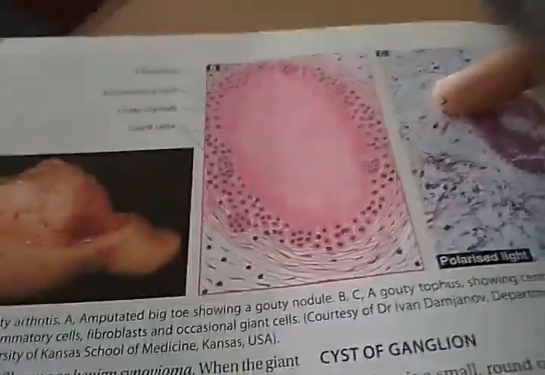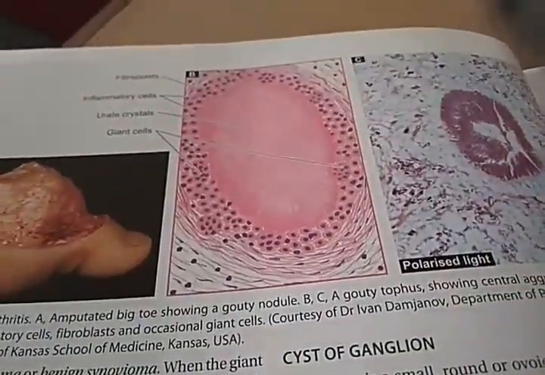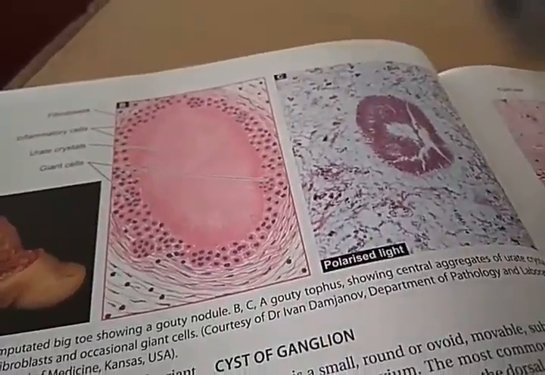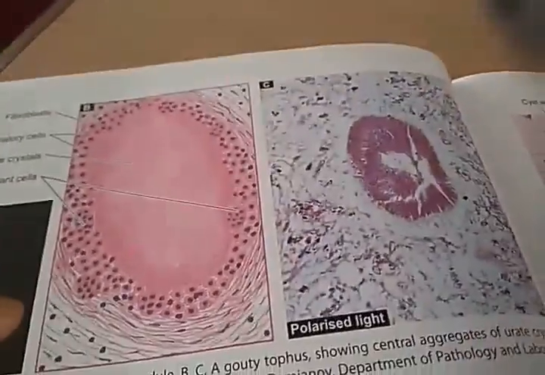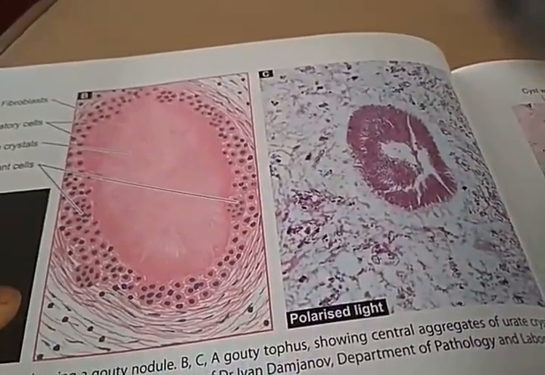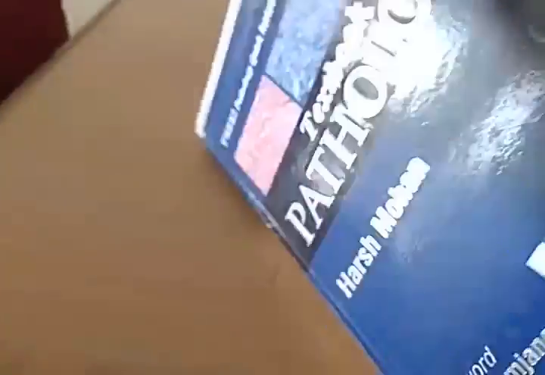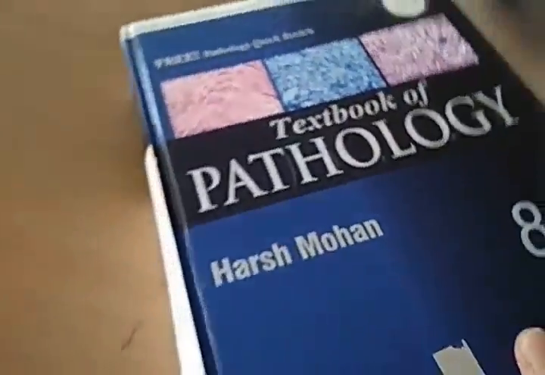Wow. And inside it, what is there? Gouty tophi showing central aggregates of urate crystals. So this is how gout will look under the microscope. Did you understand, guys? What are we looking at today? We are looking at this book, Textbook of Pathology by Harsh Mohan.